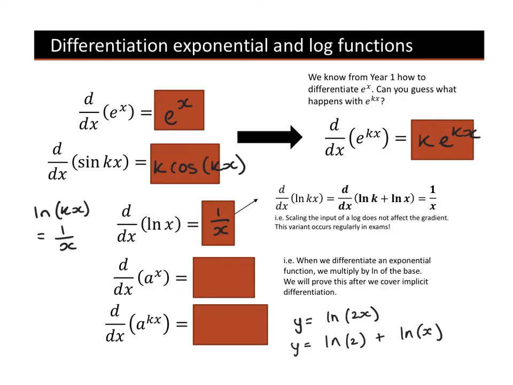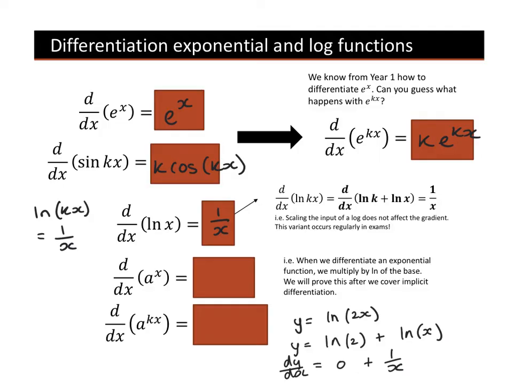Yeah, it disappears. It goes to 0. So when we differentiate this function, ln of 2 goes to 0 and ln of x goes to 1 over x. That's why the differential of ln kx is still 1 over x, because we have a constant.